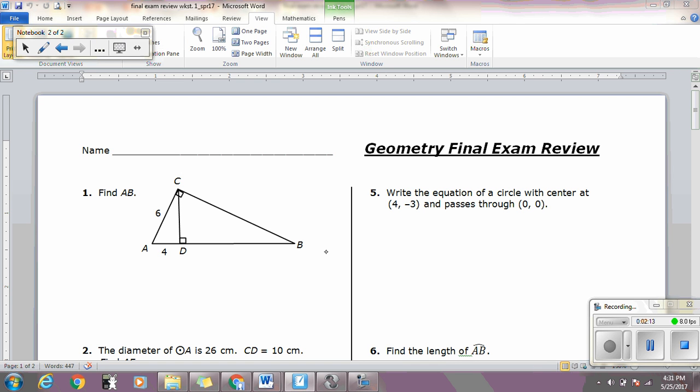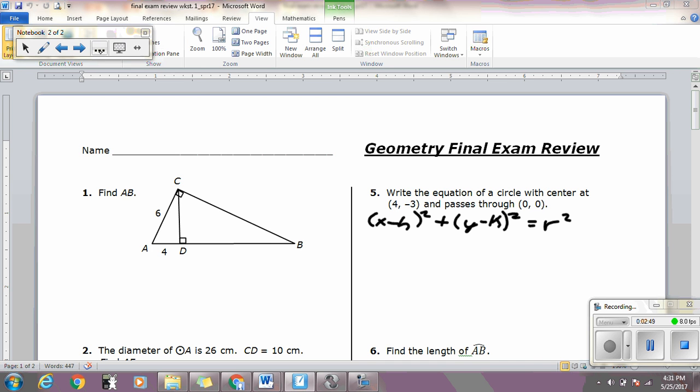All right, I'll work number 5 out since I'm already at the top, so I won't have to do a bunch of scrolling back and forth. Number 5 wants us to write the equation of a circle with center at 4, -3, and passes through the point 0, 0. The correct format for equations of circles is always x minus h squared plus y minus k squared equals r squared. This can be found on your formula chart.